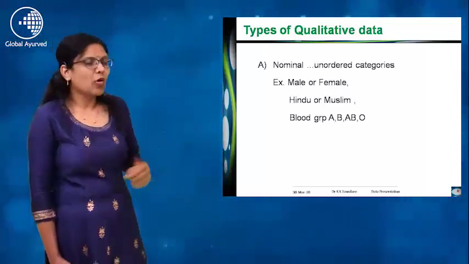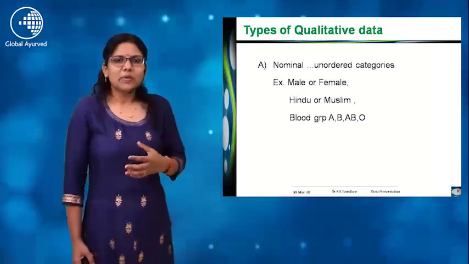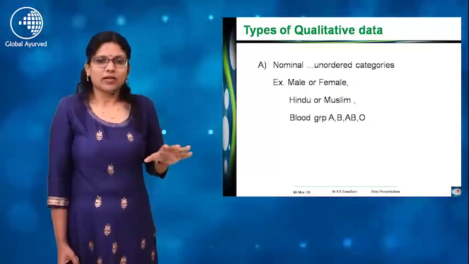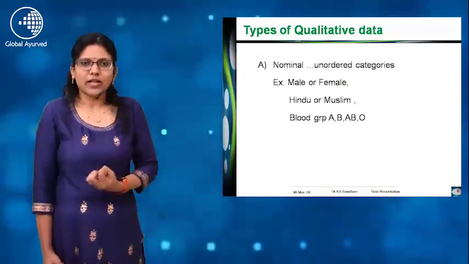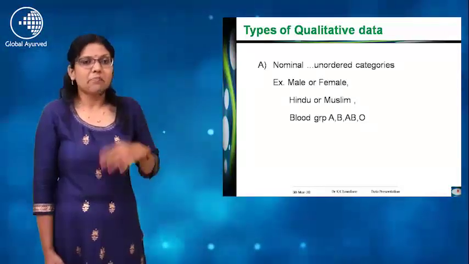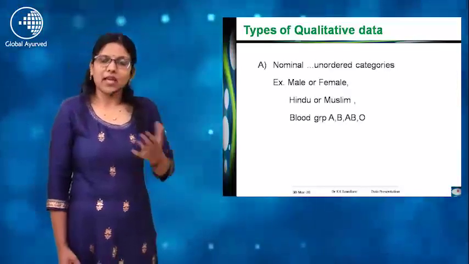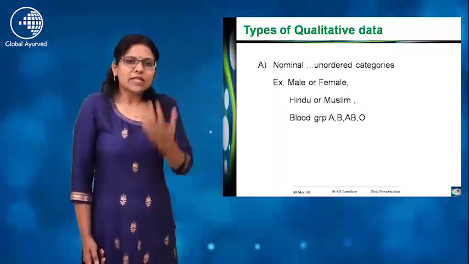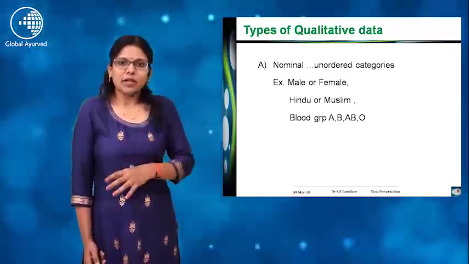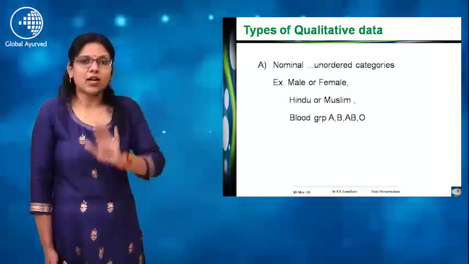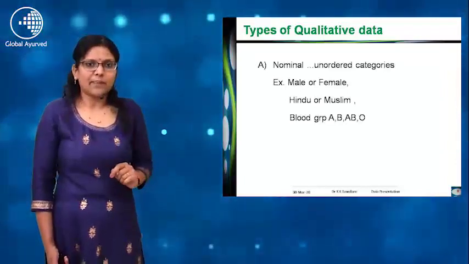So first of all, nominal data. What is meant by nominal? It means there are unordered categories. There is no specific order. The data which fall into categories are unordered, just like male, female, Hindu, Muslim or blood group A, B, AB or O. If we say male first or female first, there will be no difference at all. So categories are unordered, that means nominal data.